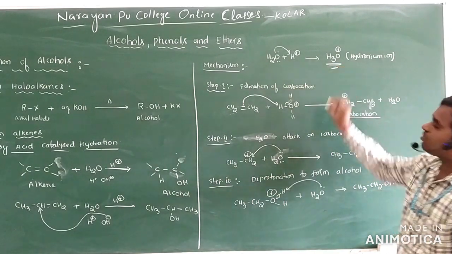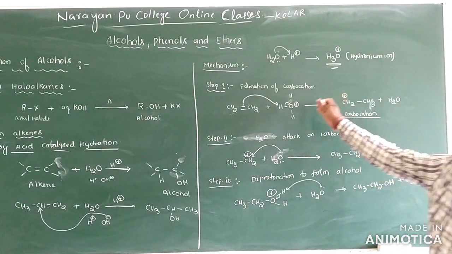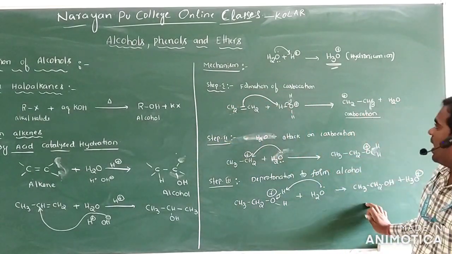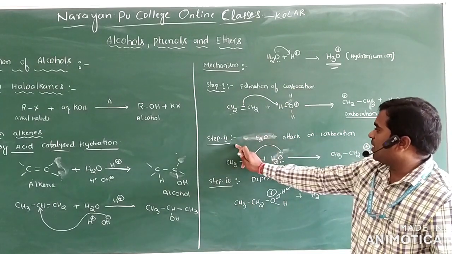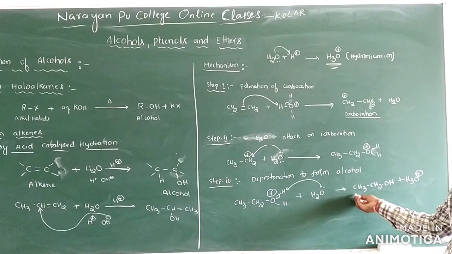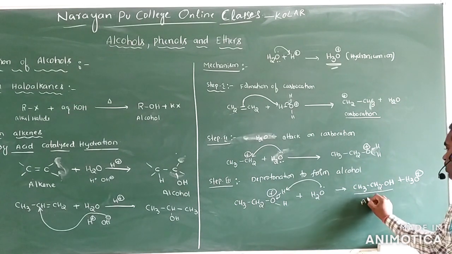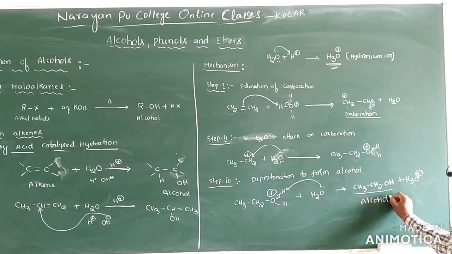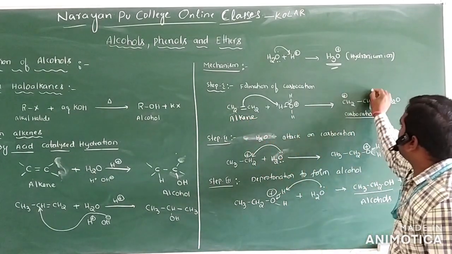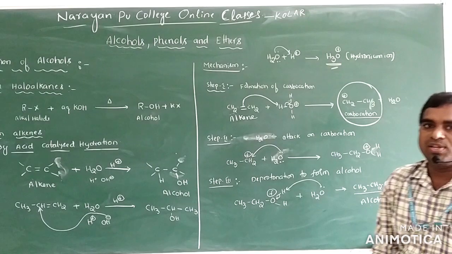This is clear? So this is the mechanism of hydration of alkenes to form alcohol. Formation of carbocation, water attack on the carbocation, then deprotonation, and finally you are getting alcohols. You are getting alcohols from which one? Alkene. So what is the intermediate? This you have to remember. Carbocation is the intermediate.